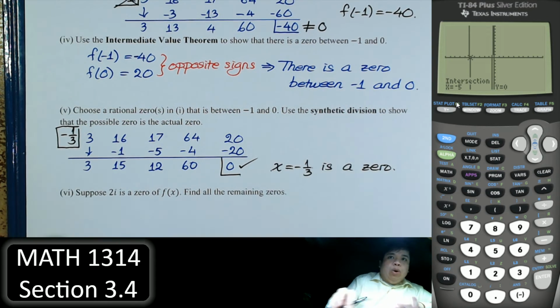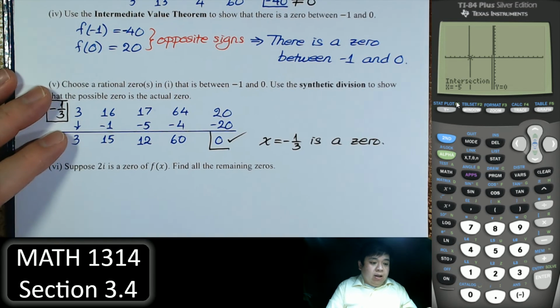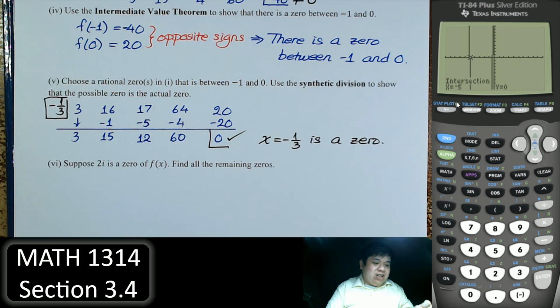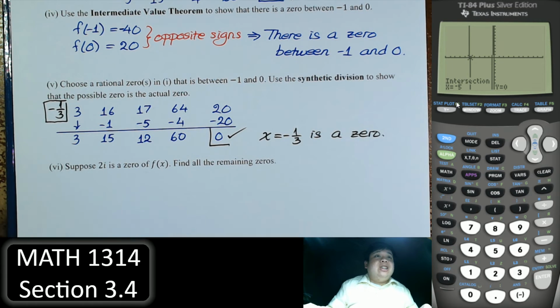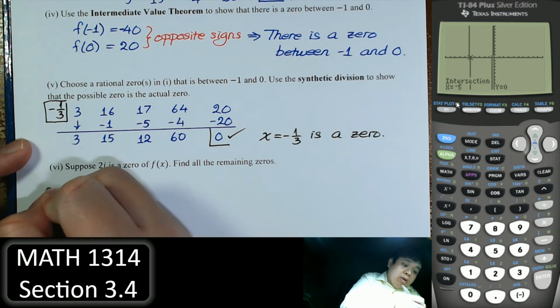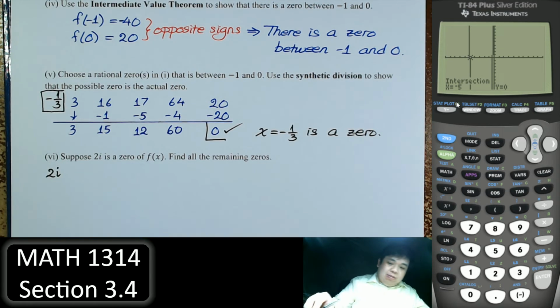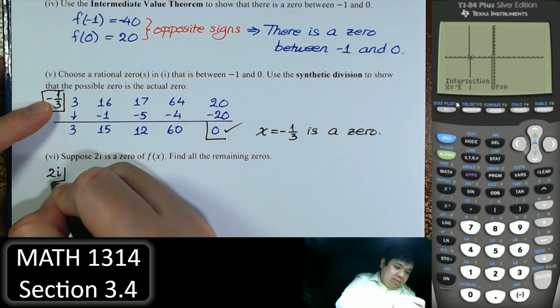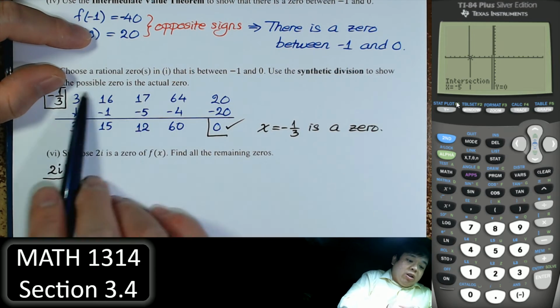We know that -5 is a 0, but we're not going to try that. Assume we don't know that. What we're given though is 2i is a 0. So what happens if we are given an imaginary number? Well, synthetic division also works for imaginary. We haven't tried that yet, but it works. Let's try it. Of course, we're not going to go with the original one.